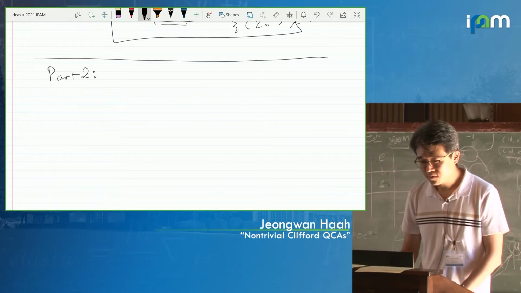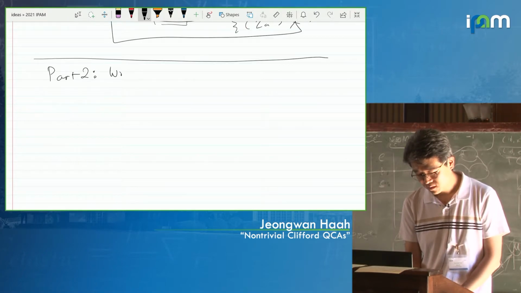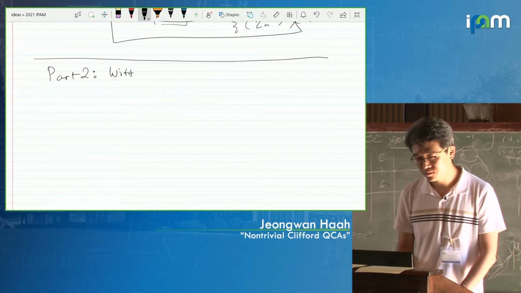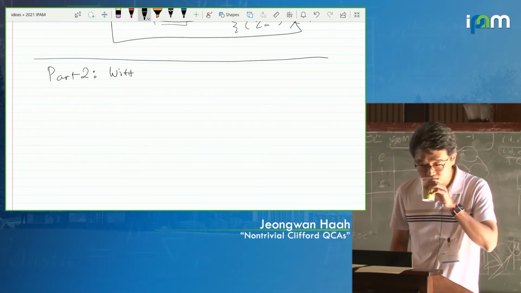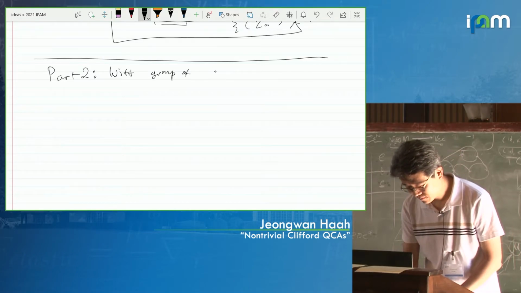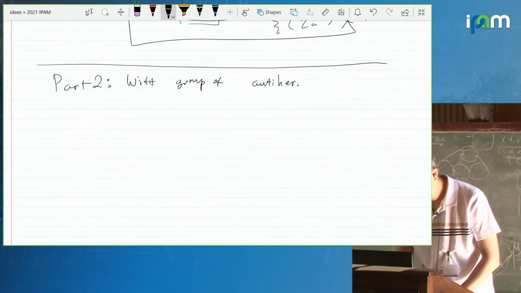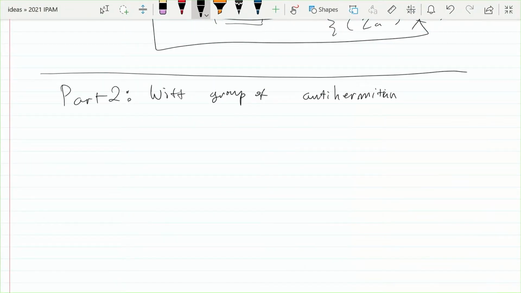And let me develop a little bit of digression into the Clifford part, Clifford QCAs. So the goal of this part 2 is to make you understand what it means to talk about the Witt group of anti-Hermitian forms. Yeah, I will get to that.